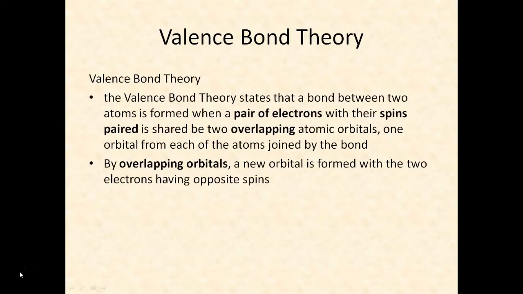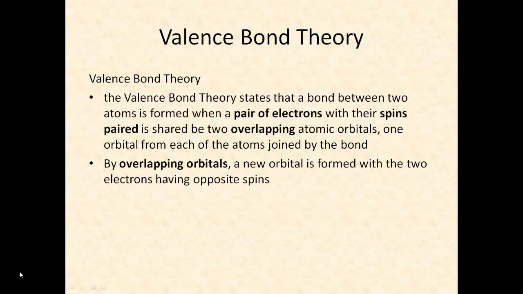What we're going to do is look at valence bond theory. Valence bond theory talks about how our covalent bonds are formed. It says that a covalent bond is formed when an orbital from two separate atoms, that each has one electron, overlaps with each other. So atom A has an orbital with one electron in it, atom B has an orbital with one electron in it.